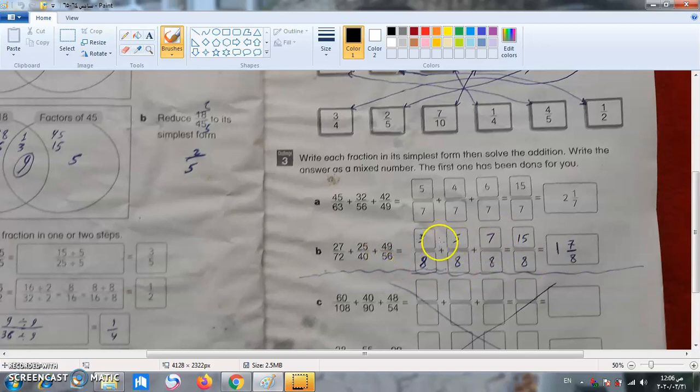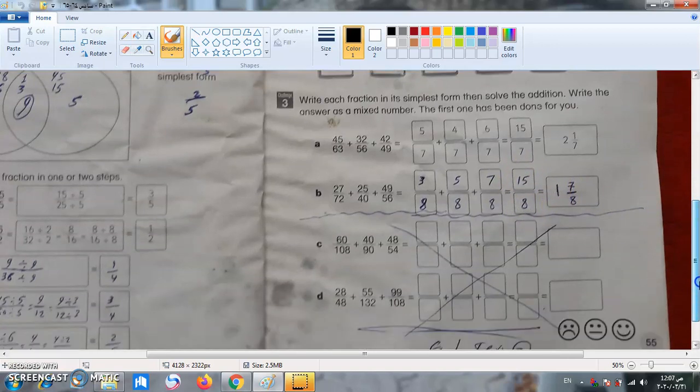When we add all of these fractions, we will find 3 plus 5 equals 8, plus 7 equals 15 over 8. So when we divide 15 over 8, we will have 1 and 7 over 8. If we multiply again to check, 8 times 1 equals 8, plus 7 equals 15 over 8.